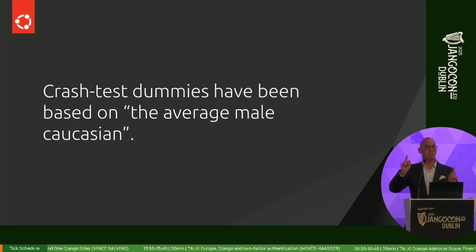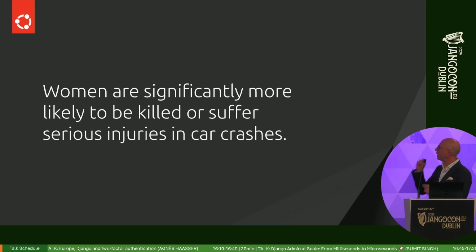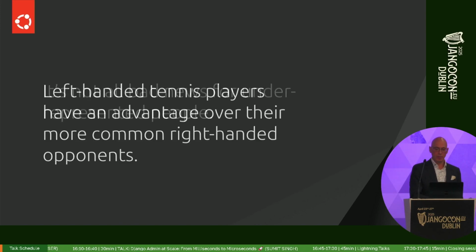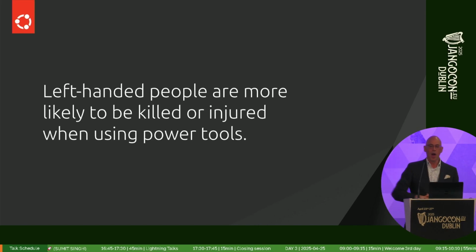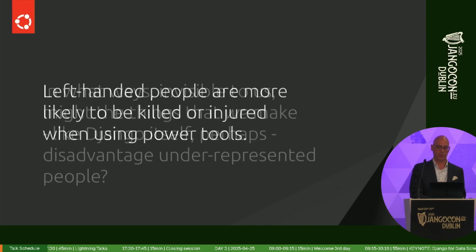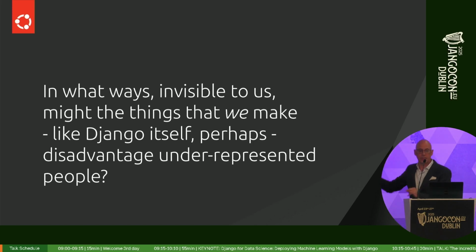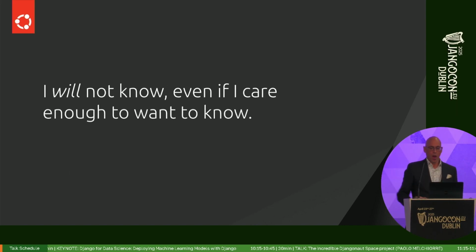So crash test dummies have been based on the average male Caucasian, whereas women are significantly more likely to be killed or suffer serious injuries in car crashes. It's not all bad news for underrepresented people. Left-handed tennis players have an advantage over their more common right-handed opponents. On the other hand, they are more likely to be killed or injured when using power tools, so I hope you enjoy playing tennis, and it means a lot to you. In what ways, invisible to us, might the things we make, like Django itself perhaps, disadvantage underrepresented people? I don't know, which is the whole point. And I will not know, even if I care and want to know.